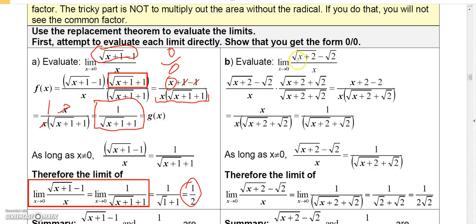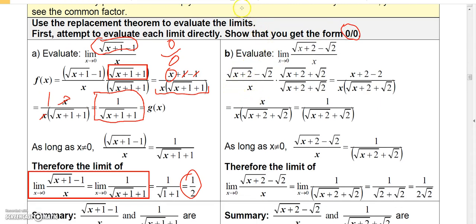Okay, here's another one. This is actually very similar to the one I just did, so maybe I don't need to cover it in detail, but I have a square root of x plus 2 minus square root of 2, all over x. And if you plugged in 0 for x, you get square root of 2 minus square root of 2 on top, and if you let x be 0 on the bottom, you get 0 on the bottom. So you would get that 0 over 0 form. So again, I have a radical in the numerator here: square root of x plus 2 minus square root of 2.